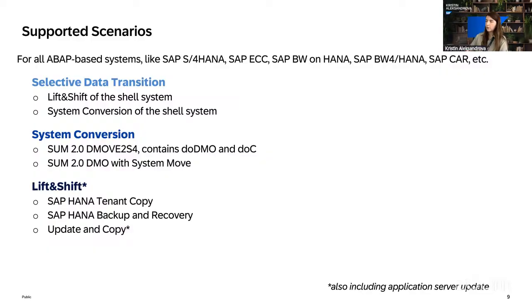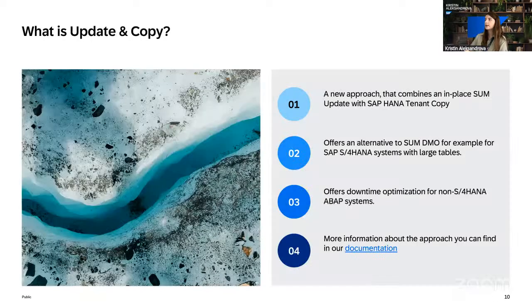What is update and copy? So update and copy is a relatively new approach. It combines an in-place Zoom update together with a HANA tenant copy. The idea here being that this is an alternative to Zoom DMO that can be more beneficial in certain cases. So it's important here to keep in mind it's not a cure-all solution.